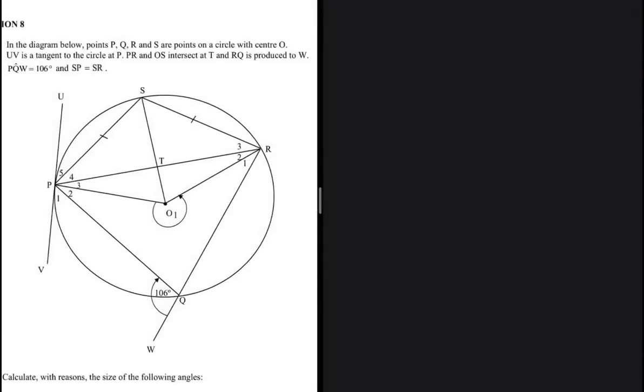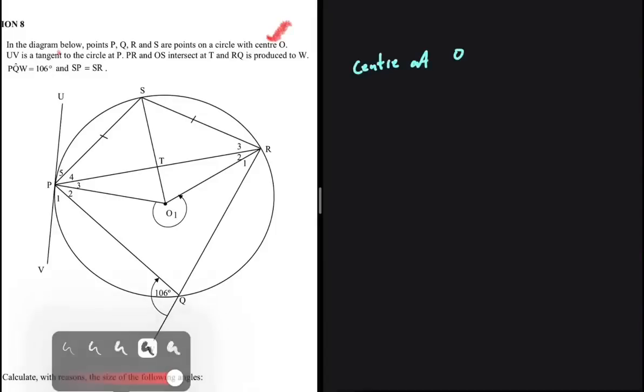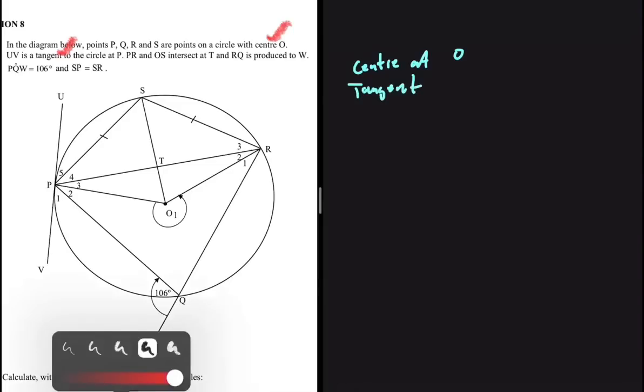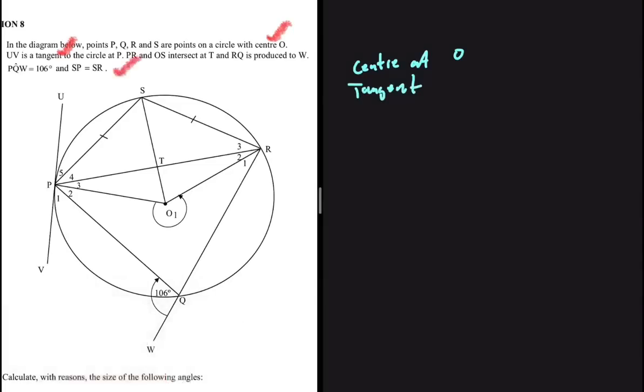From the question statement, we know that our circle is centered at O. So let's go ahead and write it down. We have a center at O. What else do we know? We know that UV is a tangent to the circle at P. So we have tangent as another keyword that you are interested in. We are also told that SP is equal to SR. So we have SP being equal to SR.